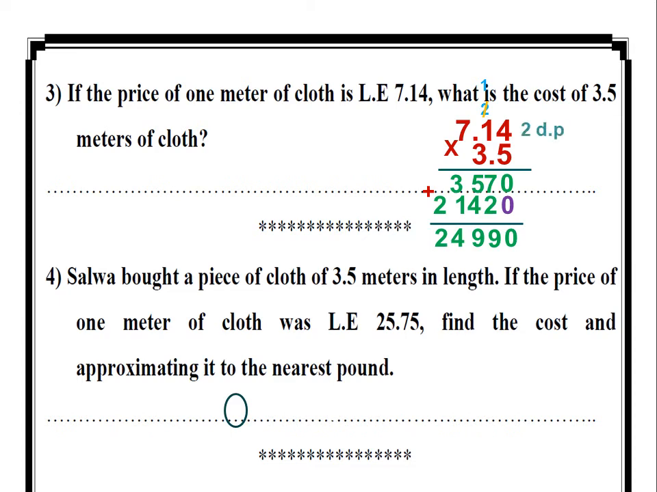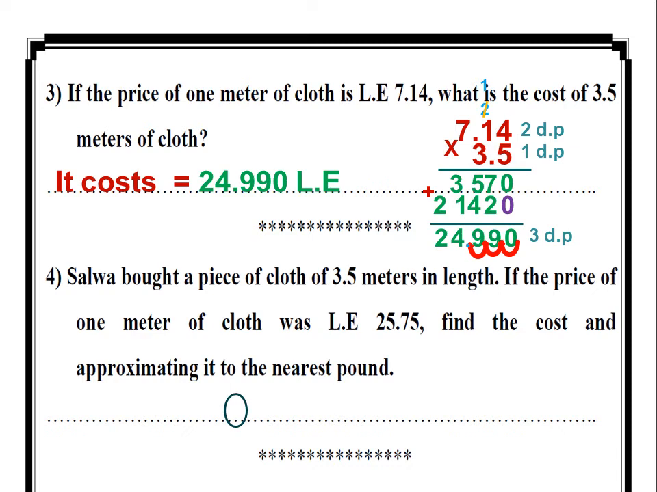In the first number I have 2 decimal places. In the second number I have 1 decimal place, so the total is 3 decimal places. We count from the right side. 1, 2, 3. Here is my decimal point. So the total cost is 24.990 LE.